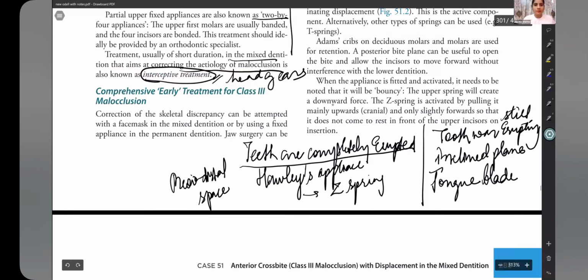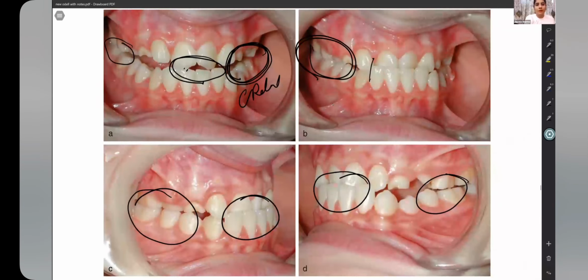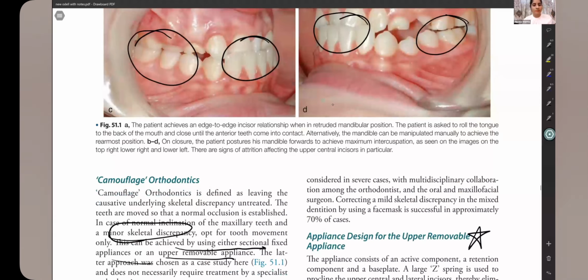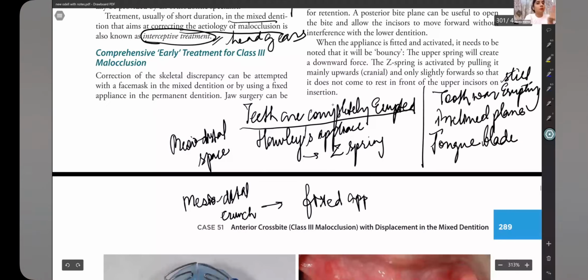Like in this case, if you look at the mesiodistal space, there is no crowding. If you just created a gap, this tooth can be pushed out. There is no interference from any adjacent tooth mesiodistally, no crowding which will interrupt the movement of the upper incisor in a buccal direction. So if the mesiodistal space is intact and not crowded, then Hawley's appliance. But if the mesiodistal space was crunched or there was crowding, with adjacent teeth overlapping, then you would use fixed appliance therapy, because you will have to create the mesiodistal space for the tooth to move forward.